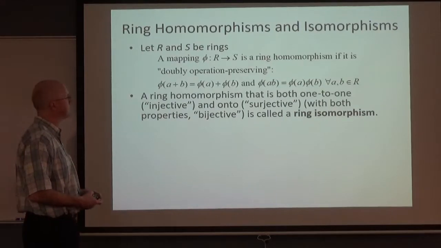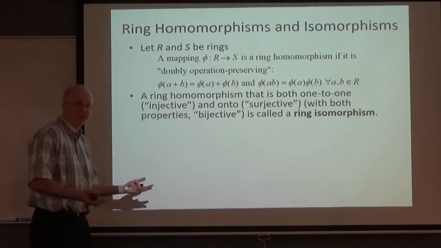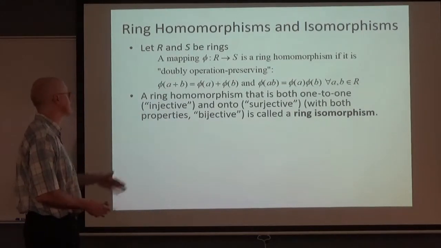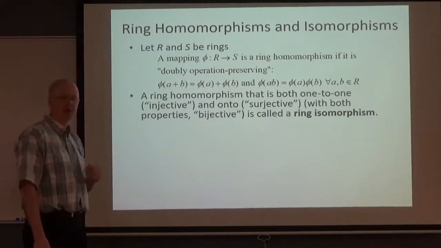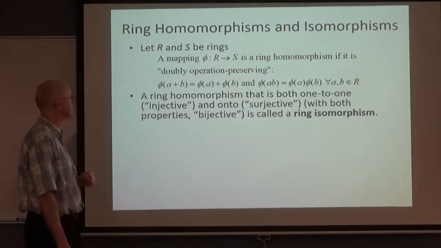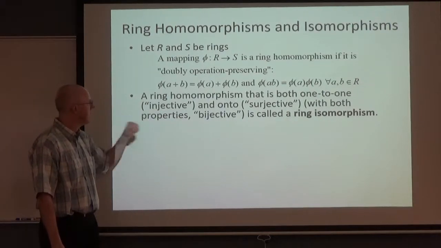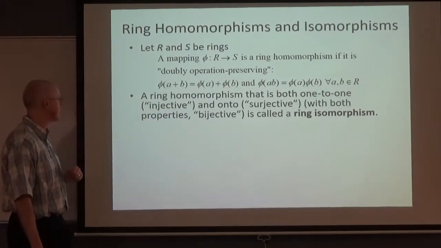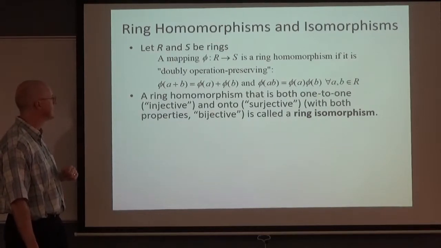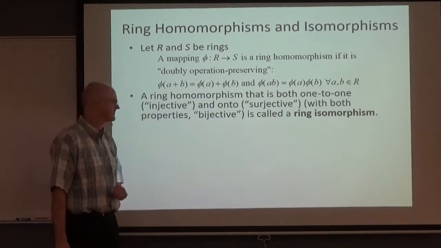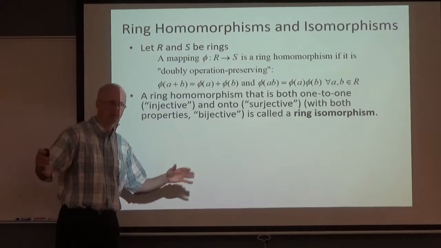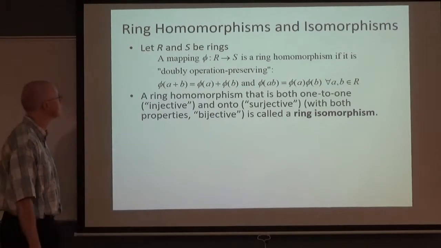A ring homomorphism that is both one-to-one and onto is a ring isomorphism. And again, just for reminders, I think there are a couple of you in here who might be interested in graduate school at least. One-to-one is synonymous with injective, onto is synonymous with surjective, and when you're both injective and surjective, it's called bijective. But I'm not going to quiz you or test you on those words. Okay.